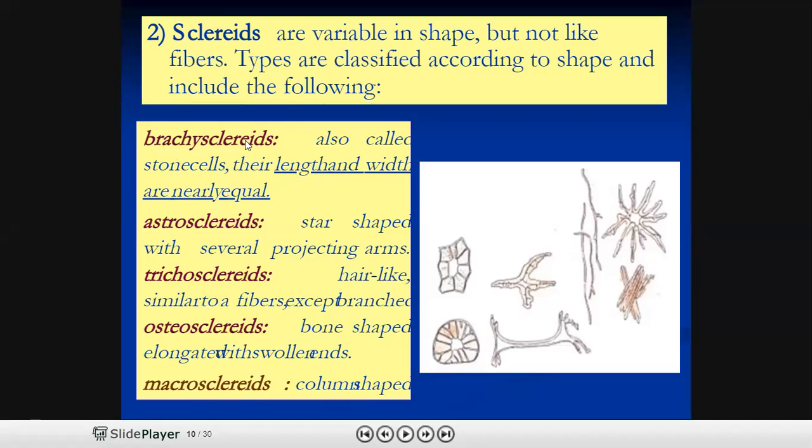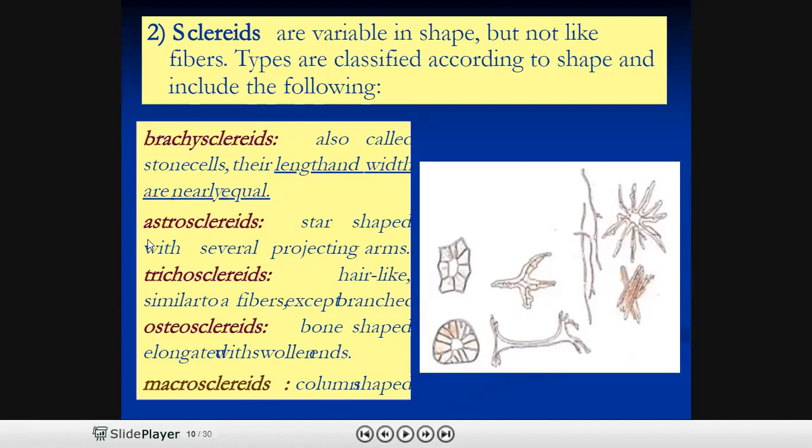First one is the brachysclereids. It is also called the stone cells. So these are the stone cells here. They have length and width nearly equal. त्यांची जाडी आणि लांबी ही सारखी असते.